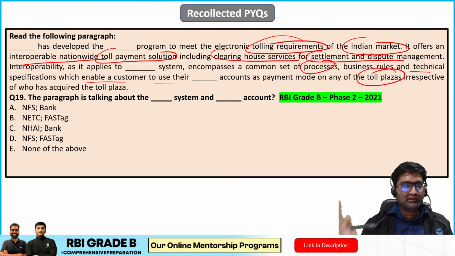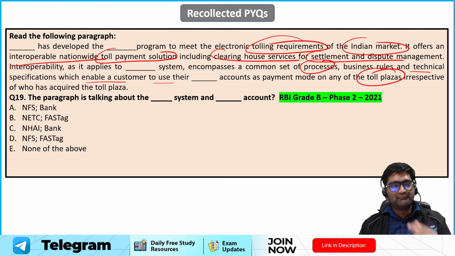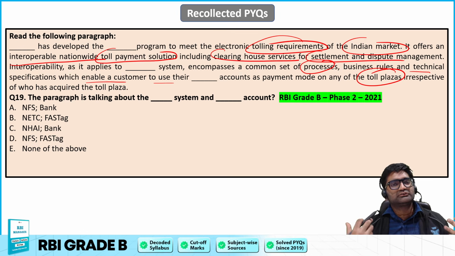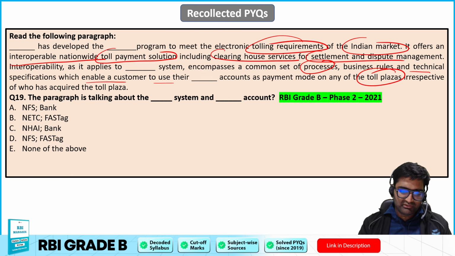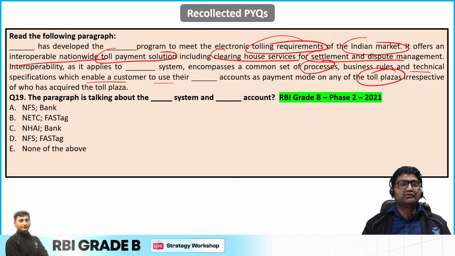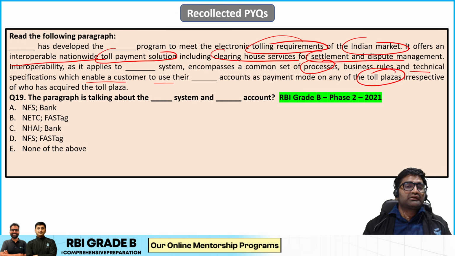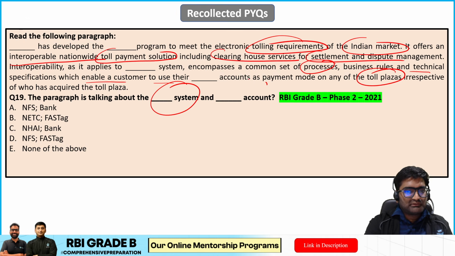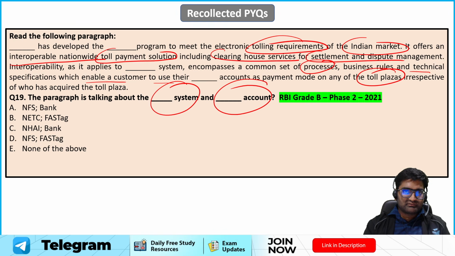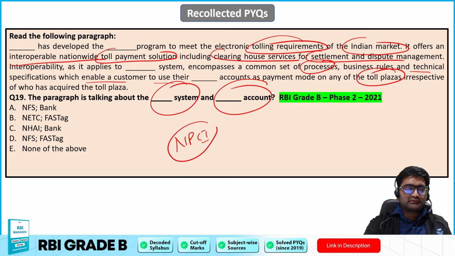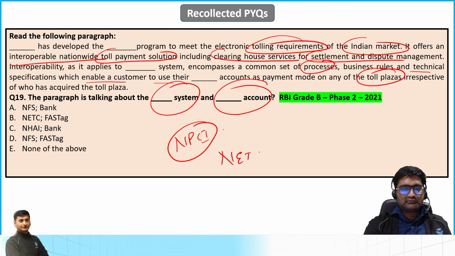As you move between states and regions, you have to pay the tolls. So this particular organization came up with an initiative or payment system through which these tolls can be seamlessly paid. Previously there was this issue: you had to wait for change, and if the change is not there, the queue increases at the back, leading to fights and disputes. All of those are eliminated with this system. The paragraph is talking about the Dash system and Dash account. Very easily, here the question is being asked in 2021. If you know, NPCI came up with this payment system, National Electronic Toll Collection, NETC, isn't it?